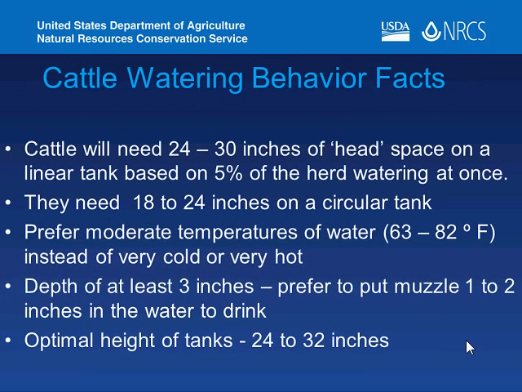Bill already talked about how they prefer moderate temperatures of water. Depth of it at least 3 inches. You may not think, well, that would be much of a factor to worry about, but cattle like to put their muzzle in 1 to 2 inches deep in the water to drink, and so I've seen cases where the water wasn't that deep, so it was important for the cattle to get the amount of water they need. 24 to 32 inches is the range for the height of a tank for cattle, and I'll talk here in just a little bit where that was a big factor.